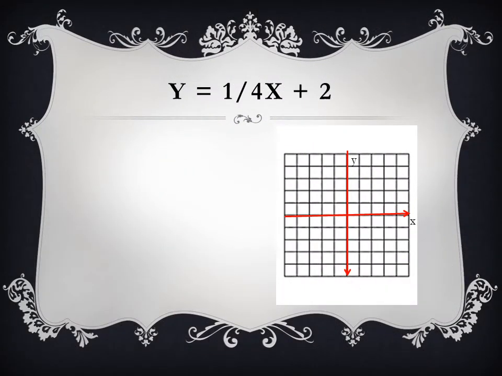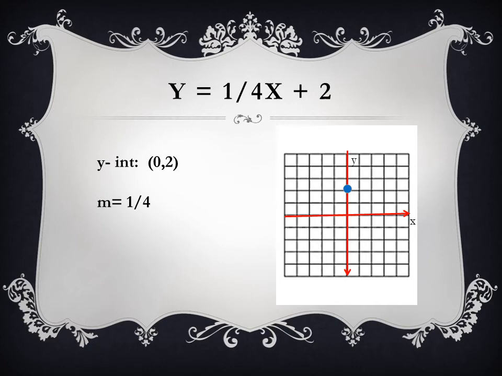The last step is to actually graph the equation. So our equation is y equals 1/4 x plus 2. Our y-intercept in this equation is 0, positive 2. So on our graph, we plot that point first. And our slope is 1/4.